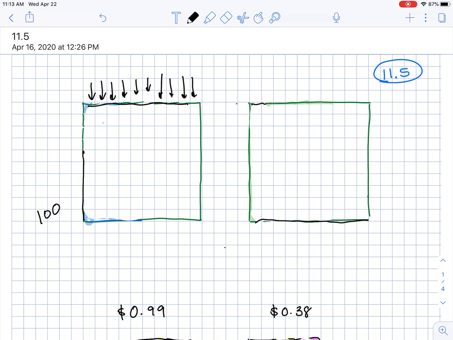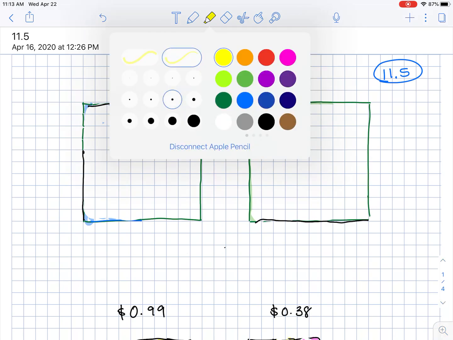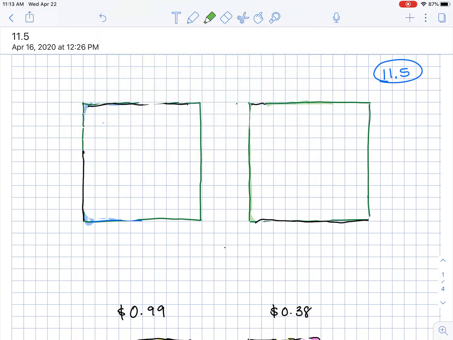So let's get rid of that. And let's compare a little bit more. So now we're learning to compare and order decimals. Okay, let's look at the first one. Let's compare 0.8 to 0.6. Okay, let's draw that on our chart.